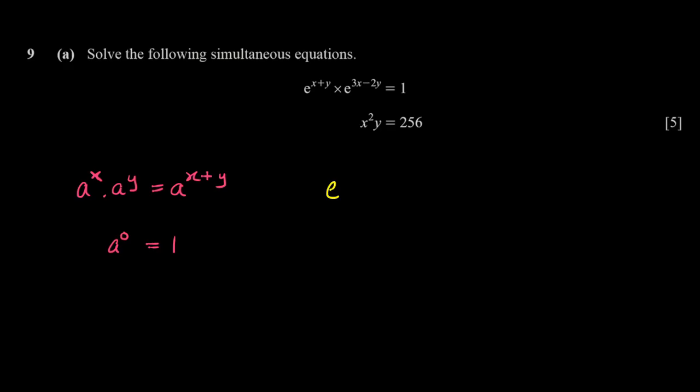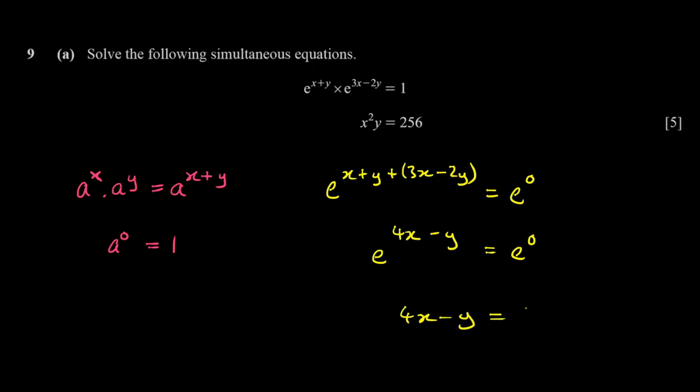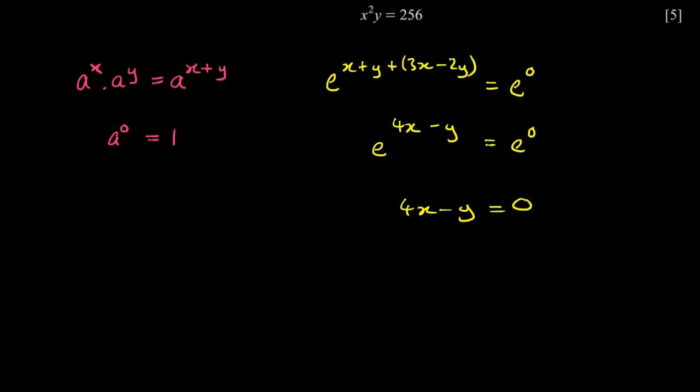So I'll write that out in full, x plus y plus 3x minus 2y, right? So I'm using this indices rule here. And that's going to be equal to e to the power of 0, because e to the power of 0 is 1. So therefore, I get e to the power of x plus 3x, which is 4x, y minus 2y is minus y, is equal to e to the power of 0, which means that 4x minus y must be equal to 0. And that therefore means that y is equal to 4x.